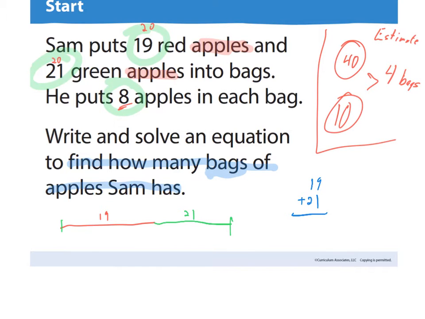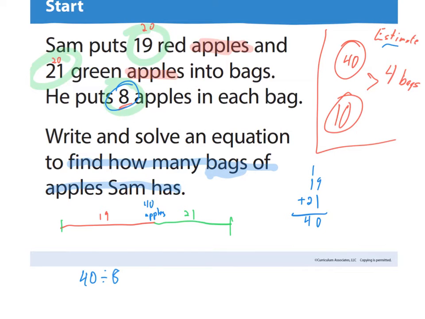9 plus 1, 0, carry the 1. 1 plus 1 plus 2, 4. He actually does have 40. That was my estimate. But it works out to 40. So he's got 40 apples total. Okay. And if he's going to put them into groups of 8, what I'm thinking about is the problem is really going to be what is 40 divided by 8.